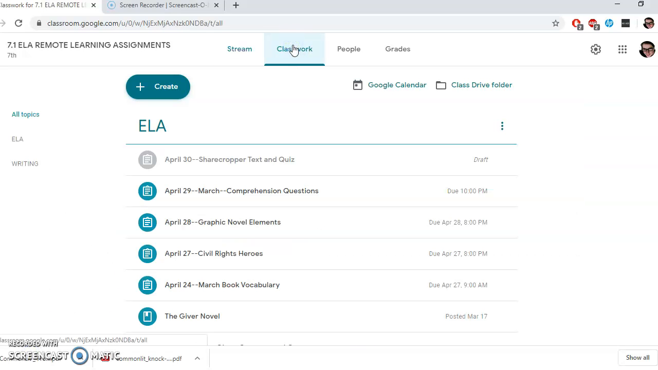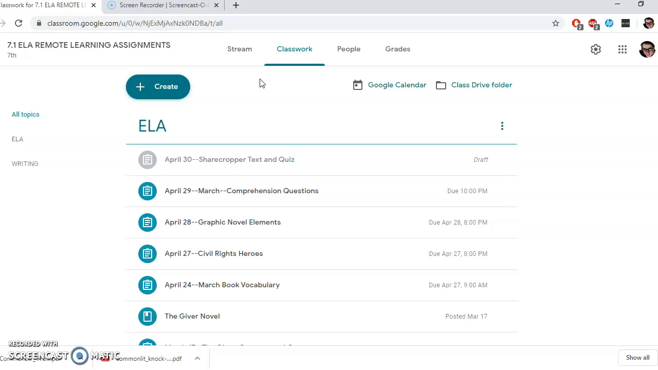You are going to find the most recent folder for the day. In our case here, it's still grayed out because I haven't given it to you yet. It won't be grayed out when you see it, but if you go to classwork, you will see April 30th, Sharecropper text and quiz. I hope this is helpful for you, by the way. I should mention that I'm starting to put them from the top, so the most recent assignment will always be at the top of the classwork page. Again, these are things that you probably are already aware of. I'm just reiterating them, letting you know again.